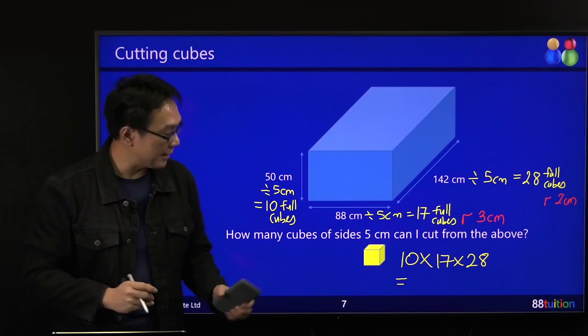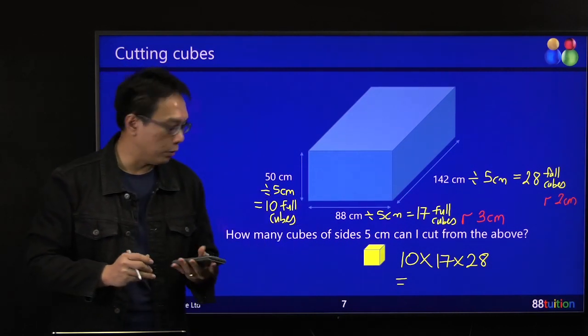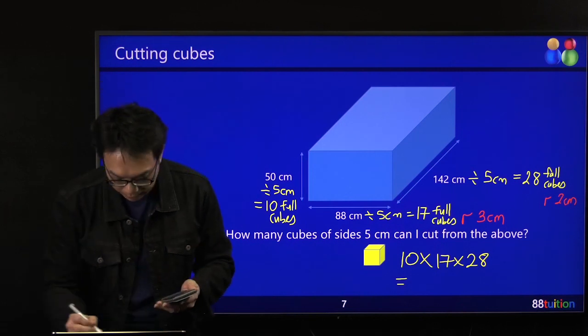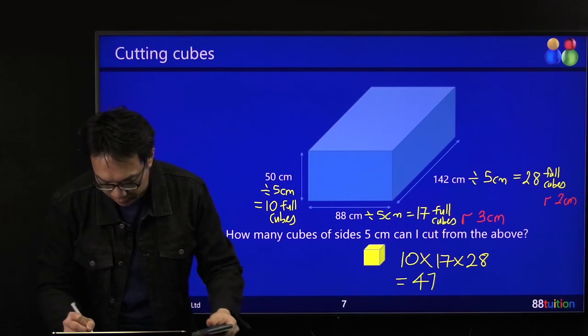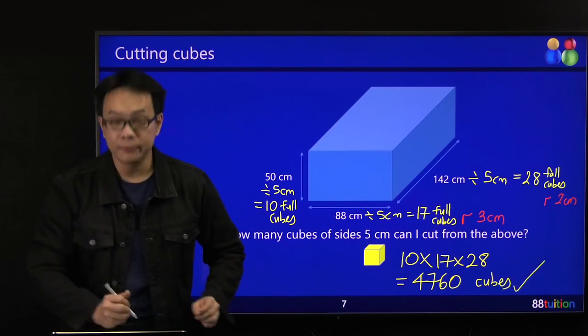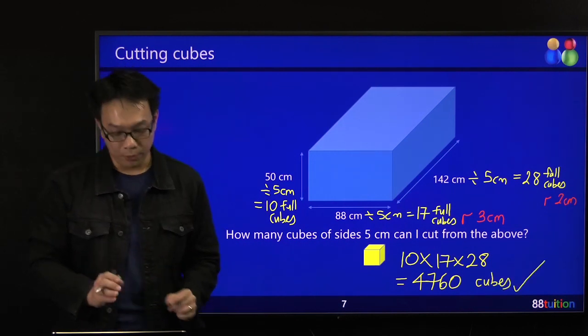So just simply take the full cubes and you multiply them. 10 times 17 times 28. Total you can have 4,768 cubes. And that's the way to do it. Can you see that? Why is this important?